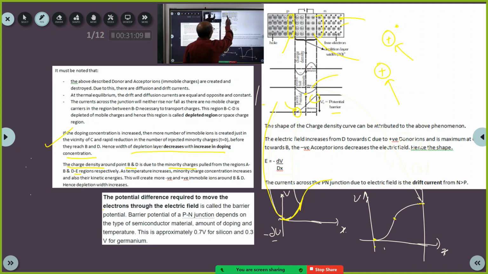Now, the concentration of the holes here, due to the impurity atoms, is fixed. But the concentration of the free electrons here will increase with the increase in temperature. And therefore, more and more of this will be covered. And therefore, the depletion layer will get extended as it covers this side, and similarly this side. That is the reason why it happens like that. Okay?